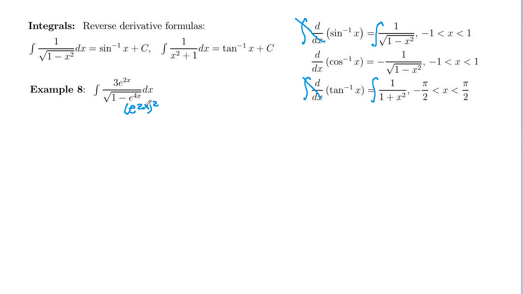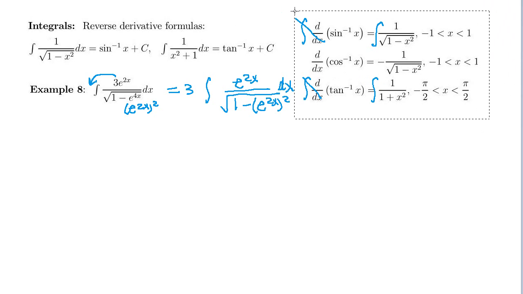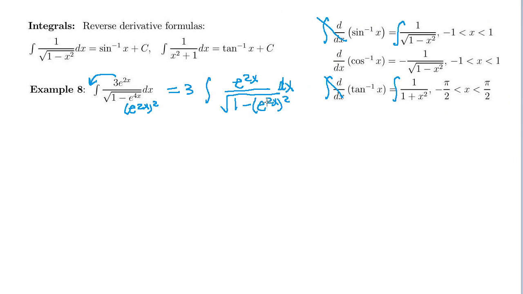So I see a function here, e to the 2x, and its derivative is 2e to the 2x, and there's my e to the 2x. So I'm going to do a u substitution. Let's pull that 3 out. So I've got a 3 out in front, and now integral e to the 2x over square root 1 minus e to the 2x quantity squared dx. And then we're going to let u equal e to the 2x.